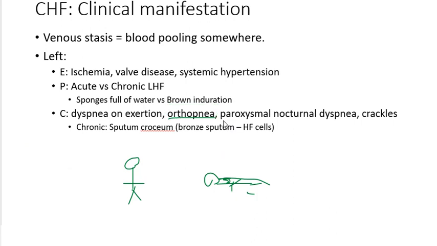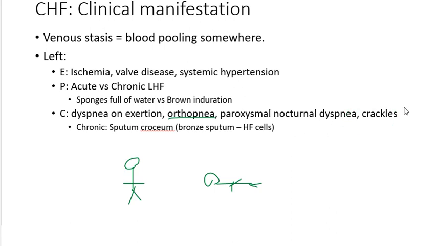Paroxysmal nocturnal dyspnea is very similar to orthopnea, in which at random times at night, when the guy is lying down, he will have dyspnea because of the same thing. It's nighttime, he's sleeping, and he wants oxygen. He can't get oxygen so easily because fluid fills his lungs.